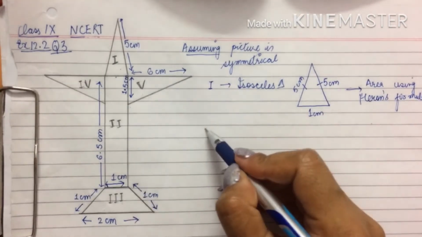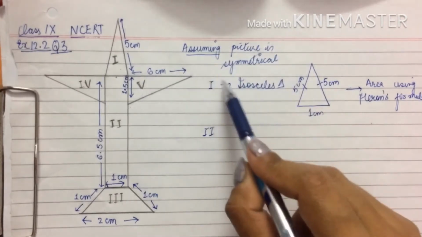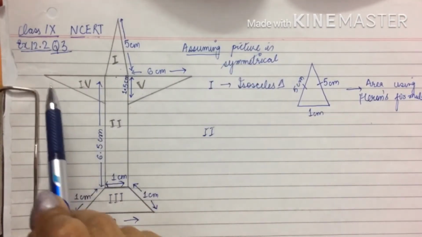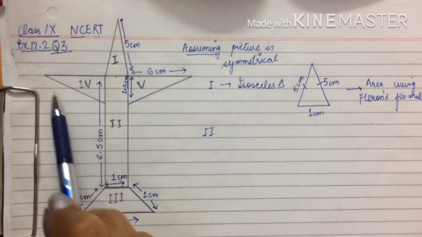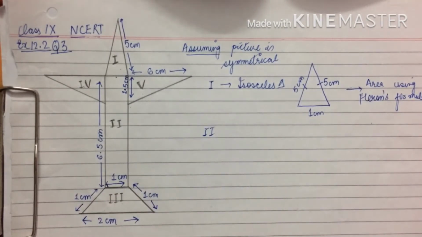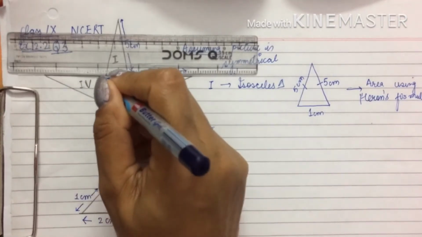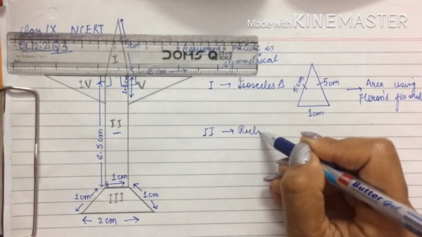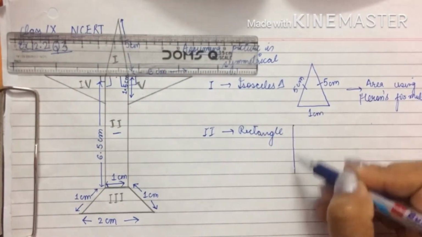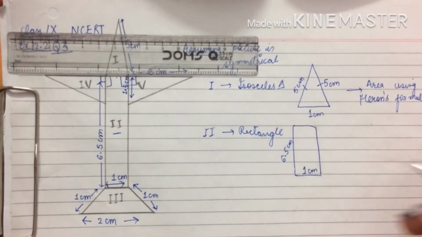Then we move on to the second shape. Now this will be a rectangle. Again, keeping in mind that the picture is symmetrical, what we can observe is that this here is a horizontal line and these two are vertical lines. If this is a horizontal line and below we have two vertical lines, that means over here we have right angles. So that makes the second shape a rectangle, and its length and breadth are 6.5 centimeters and 1 centimeter respectively.